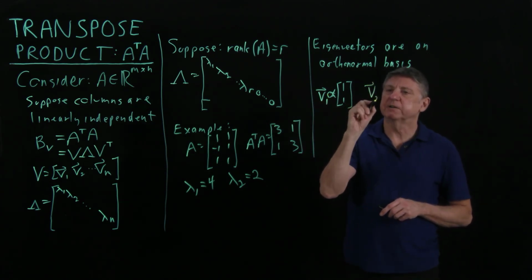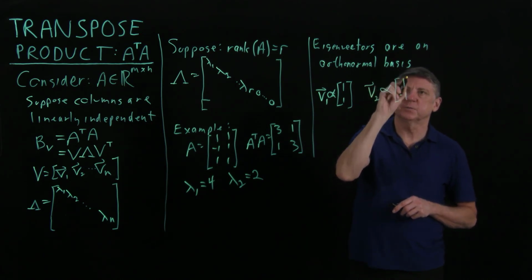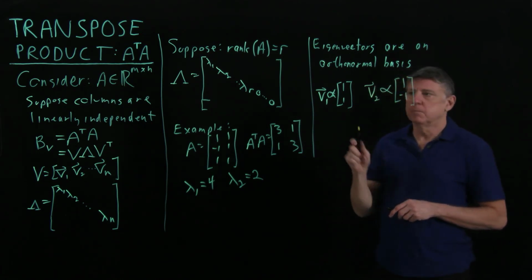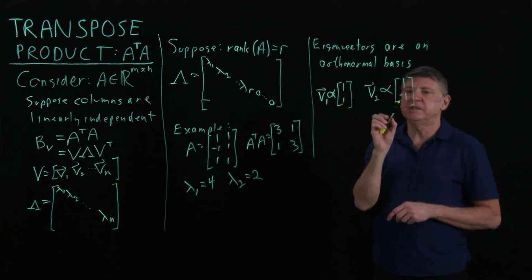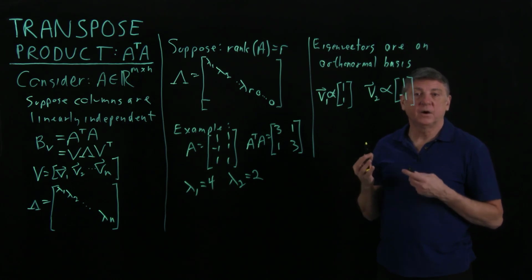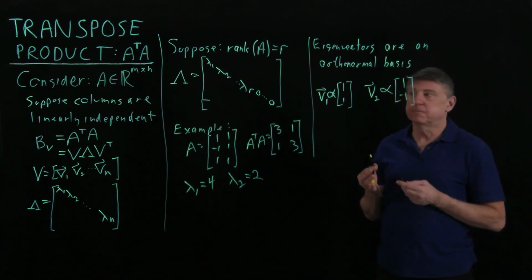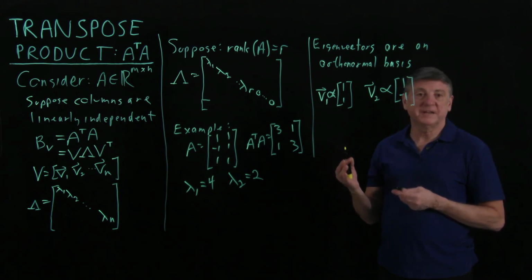Likewise, eigenvector 2 is proportional to 1, minus 1. And by dividing each of these entries by the square root of 2, I would get an orthonormal basis for R2, which is what we expect from a symmetric positive definite matrix.